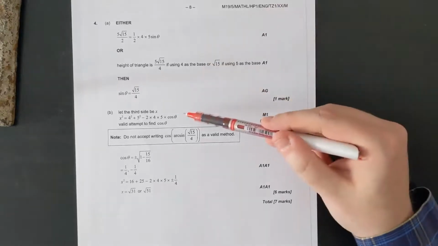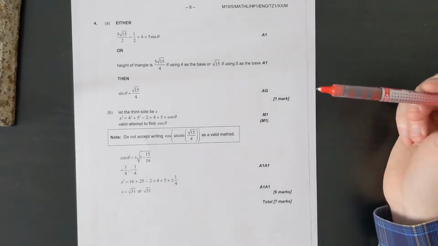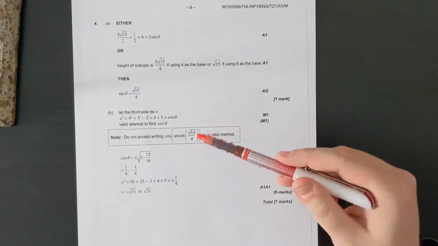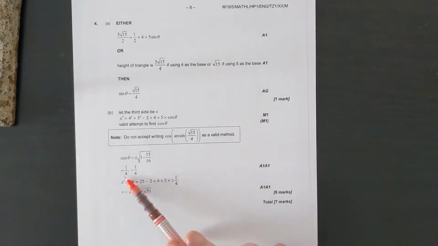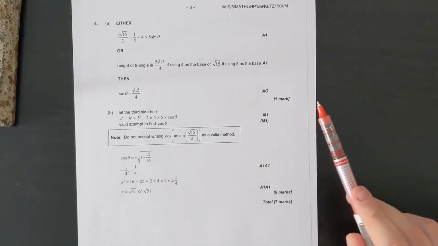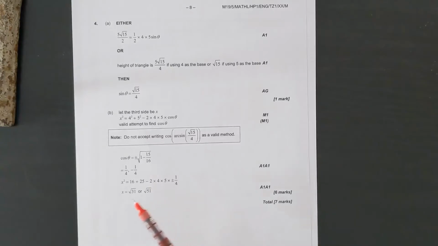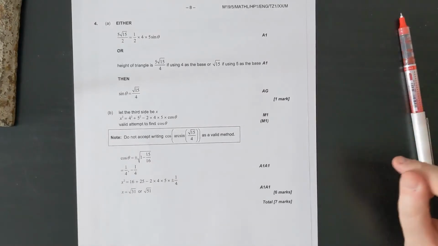For part B, you get 1 mark for using your cosine rule, 1 mark for rearranging that algebraically, and using your Pythagorean identity to find cosine theta. Then you get 2 more marks, 1 for each solution for cosine theta, and then you get another 2 marks for substituting back into your cosine rule and evaluating correctly. And that's 7 marks sorted.